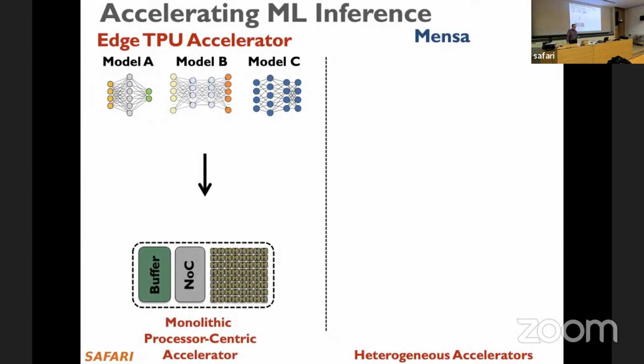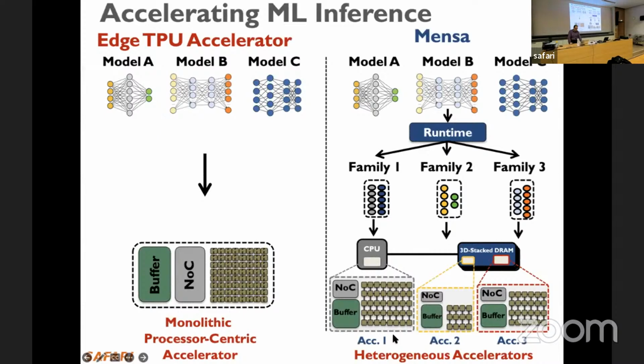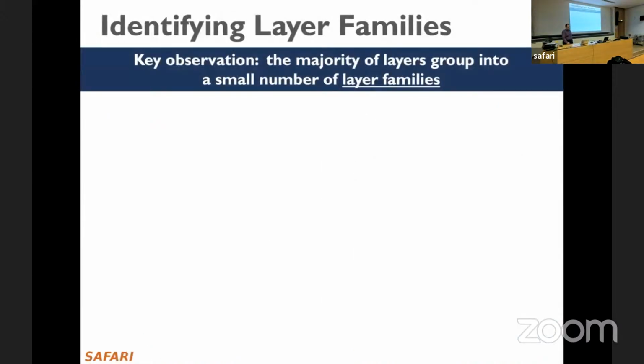So the idea of Mensa is that instead of a monolithic processor-centric accelerator, we can have a heterogeneous accelerator that combines different accelerators. One of them is more processor-centric, and the other two are more memory-centric, but you need to read the paper to know the exact difference between them. Then there is a runtime system that characterizes models at runtime and, based on their characteristics, categorizes them into different families, and then we map each family to appropriate accelerators. That's more or less the key idea of Mensa.